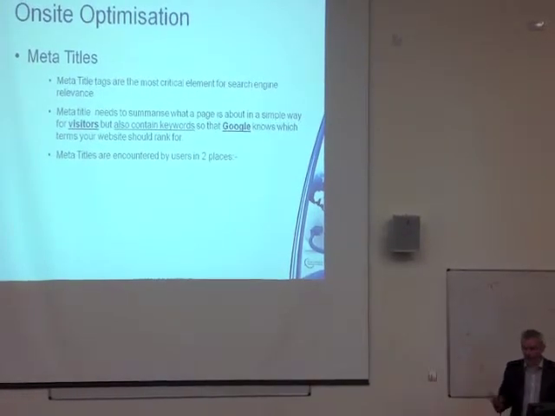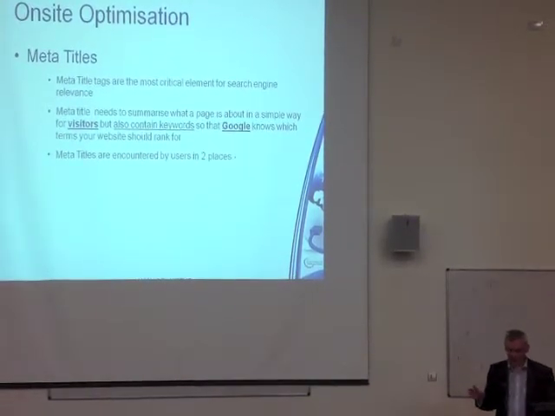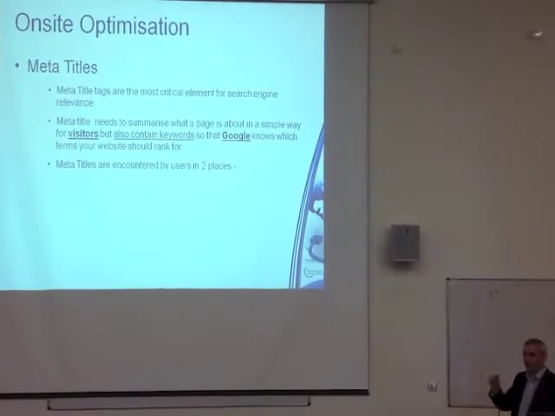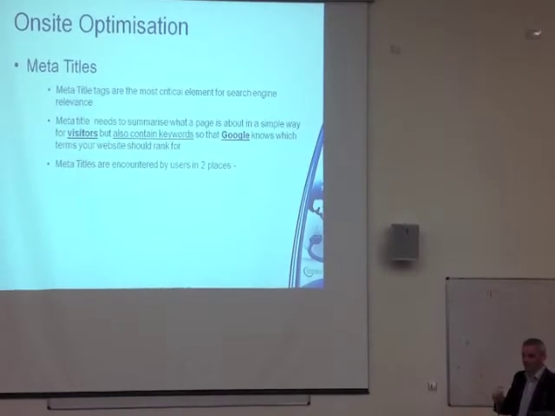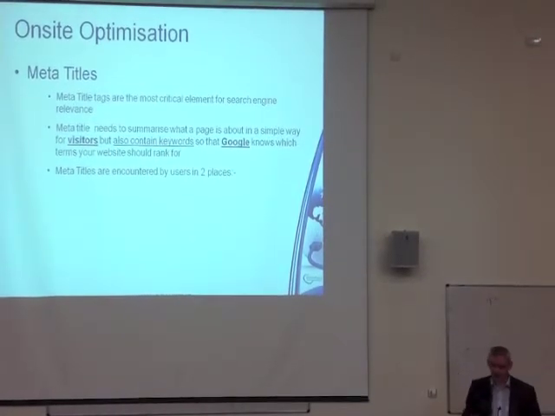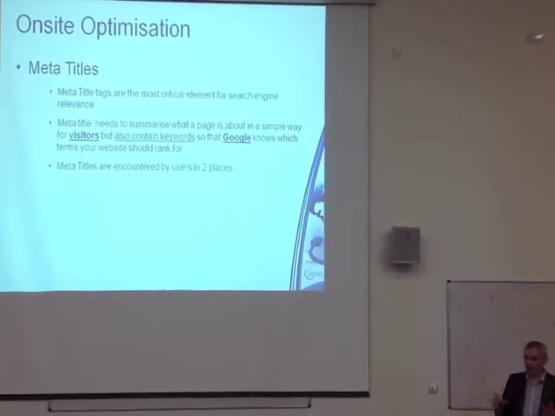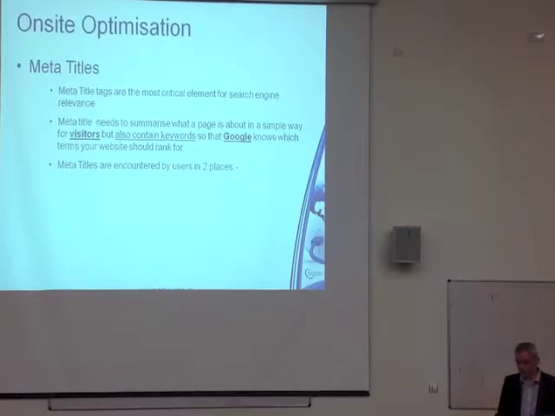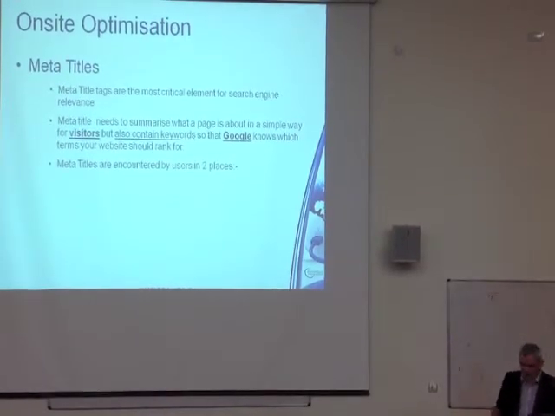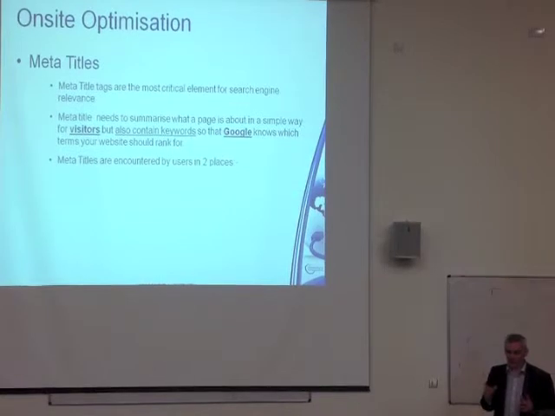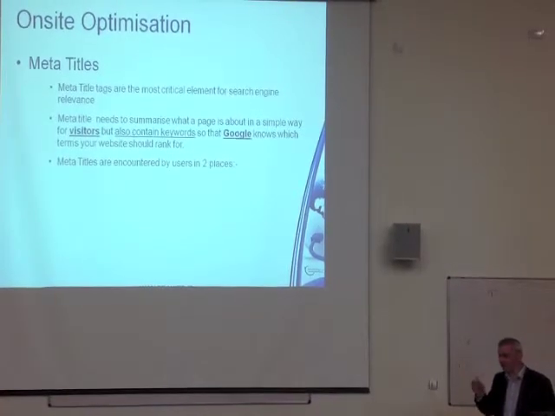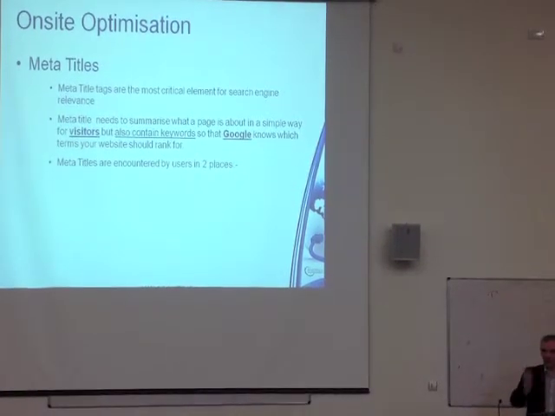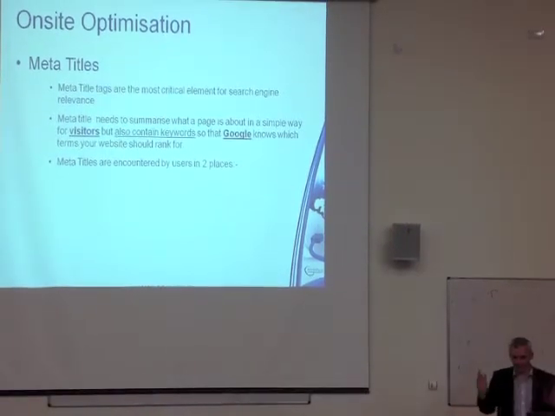The on-site optimization. The meta title, the title tag on the website, is the most critical element for search engine relevance. It's what Google reads as the number 1 indicator of what a page is about from your website. So if you have a page about blue widgets and you don't mention blue widgets in your title tag, then you're telling Google it's not really about blue widgets, it's about whatever is in my title tag. The meta title needs to summarize what a page is about in a simple way for visitors as well, though. So it's not just about stuff. You see a lot of sites that will just stuff it with keywords: hotels, Cork, hotels in Cork, Cork hotels.